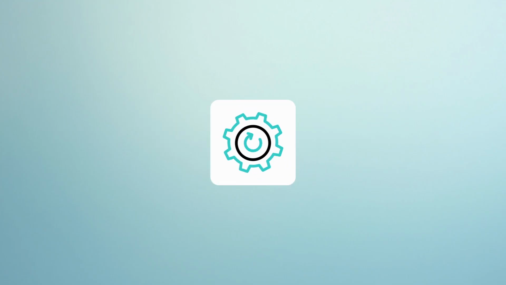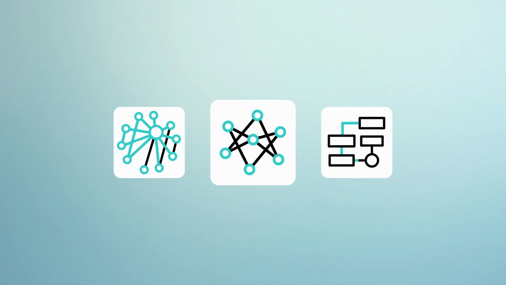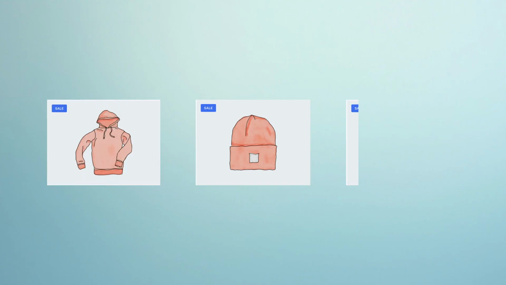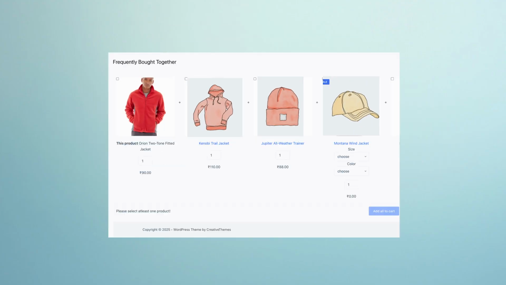By default, FBT is displayed based on an algorithm that considers the purchase patterns of other customers who bought the same product. But what if you want to curate the perfect product combination? Let's say product A, B, and C perfectly go best with D, then why leave it to automation?